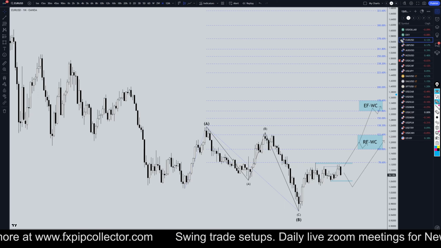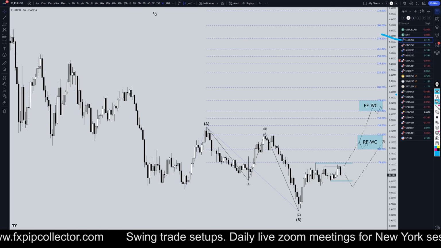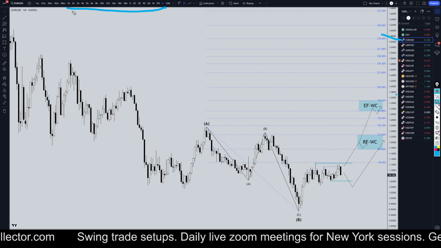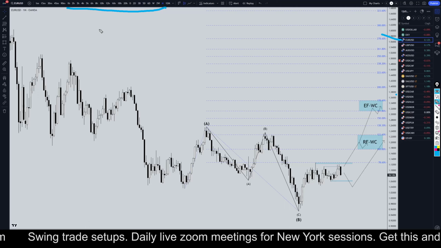This is my analysis of the Euro-US dollar, starting on the monthly, working my way all the way down to the 1 hour time frame for the full top-down analysis.